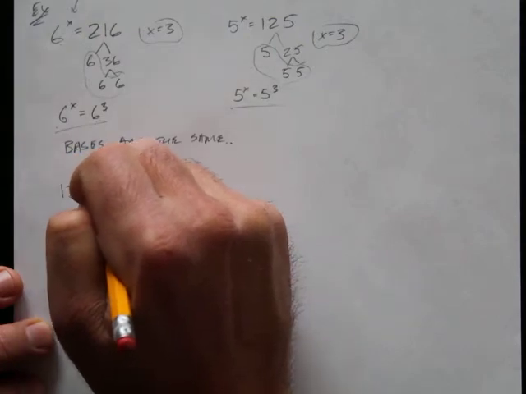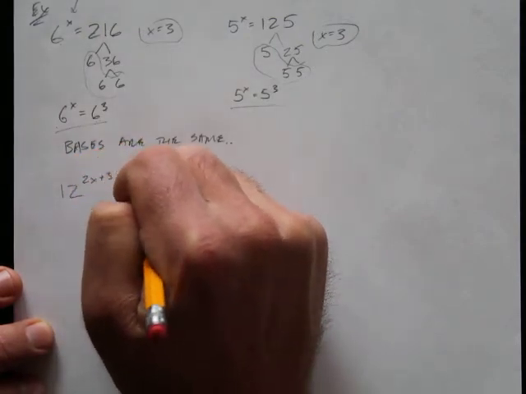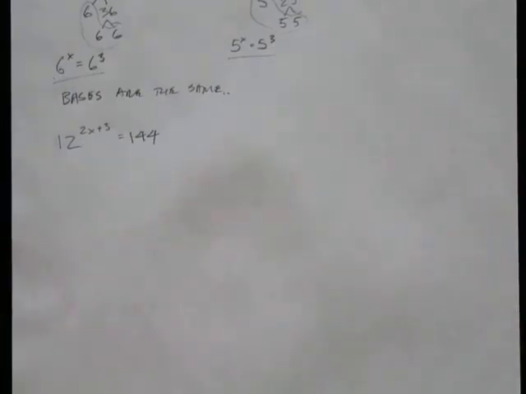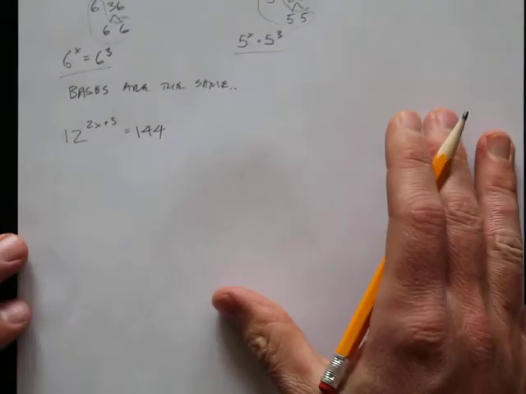Okay, now we're going to move on. 12 to the 2x plus 3 power equals 144. Oh no, what am I going to do? Okay, don't be scared.